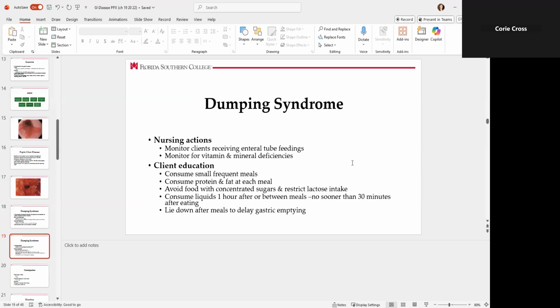Patients are at risk for malabsorption, maldigestion, and decreased oral intake. With dumping syndrome, the excretion of calories and nutrients produces weight loss and increases the risk of malnutrition.